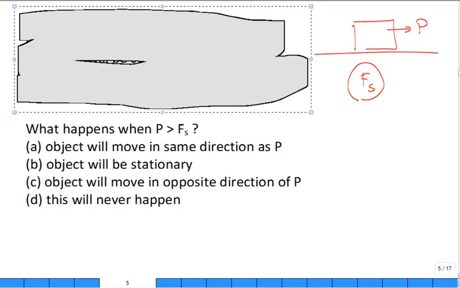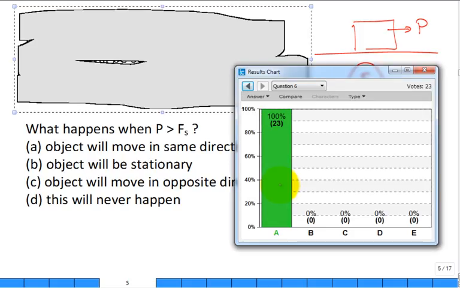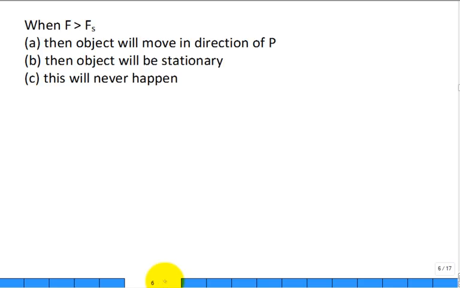All right. Now, this is good. 100% correct. So when it's greater than, the object will move. Friction can't hold it there, and it'll move in that direction, P. All right, when F is greater than F of S, let's do this question.